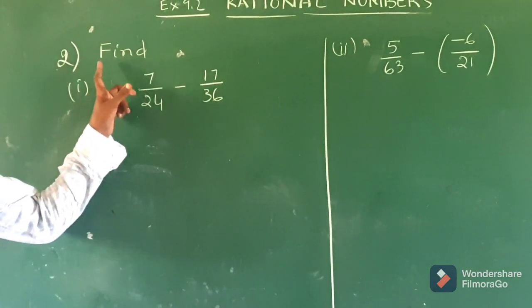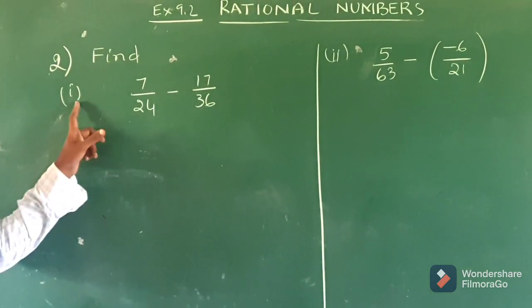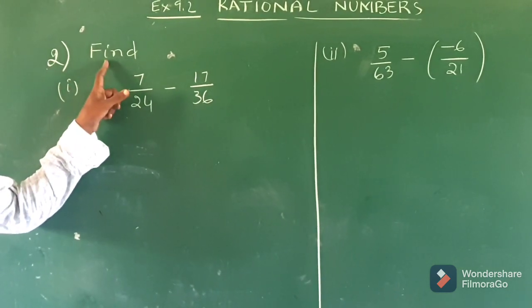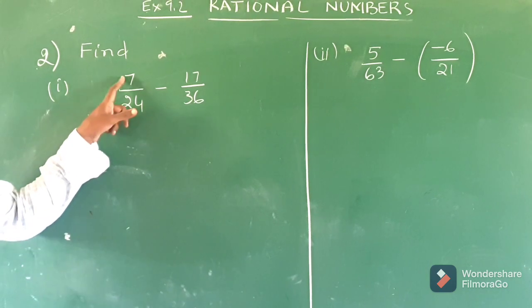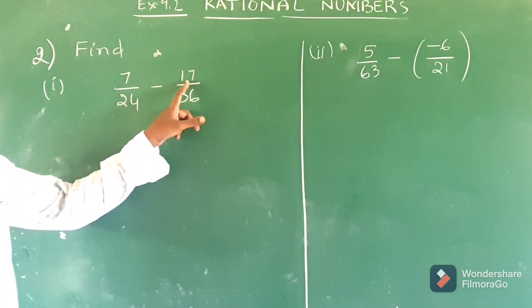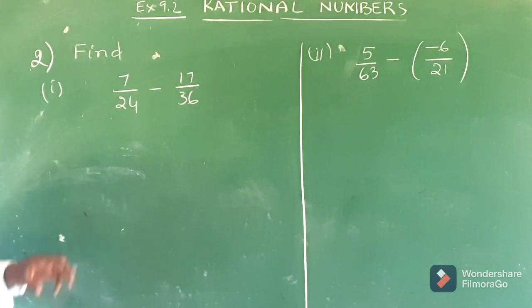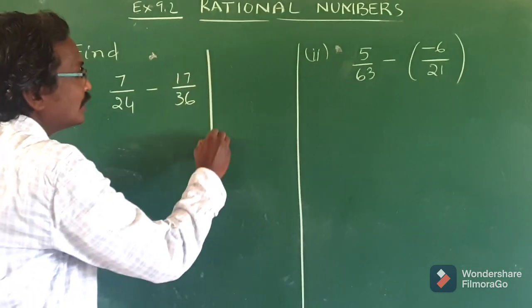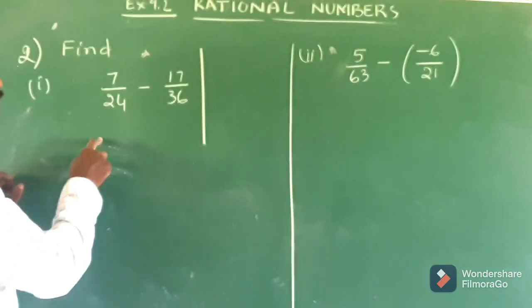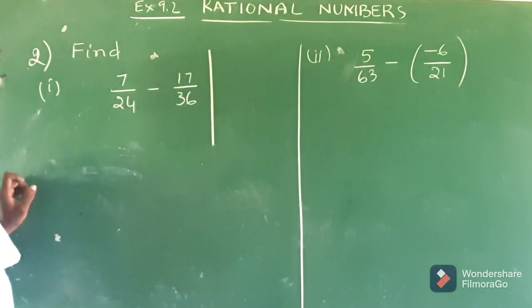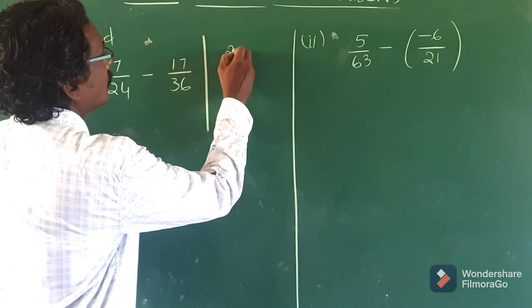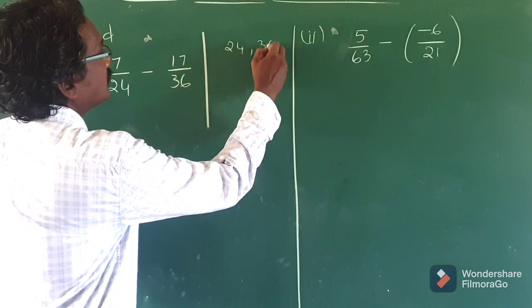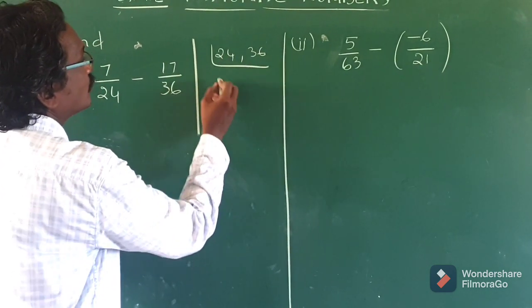Next, second Roman, first question. See here, this is the second question in this first two. Now 7 by 24 minus 17 by 36. Here also the denominators are not the same, so find the LCM. Now how to find the LCM? 24 and 36, which table is possible?